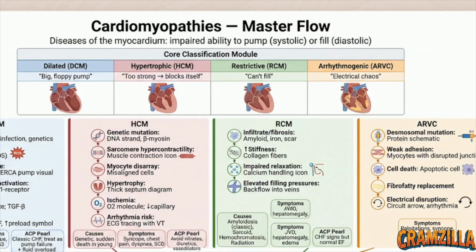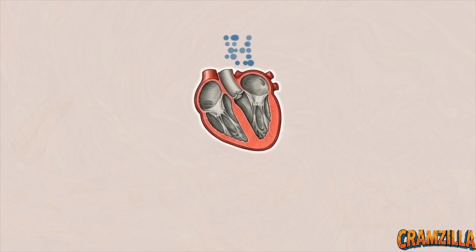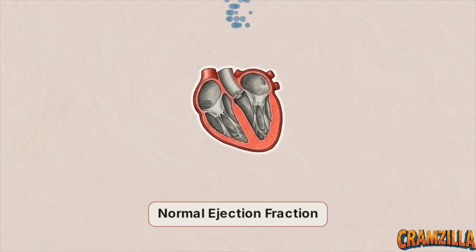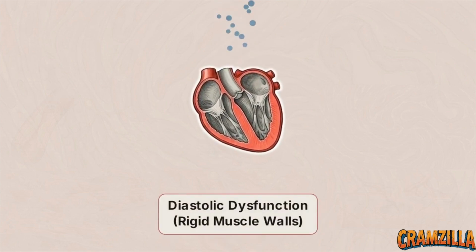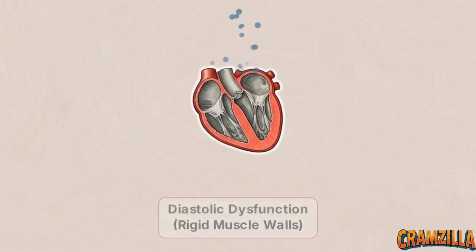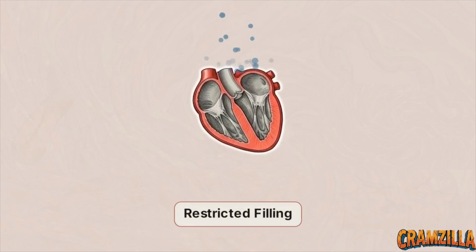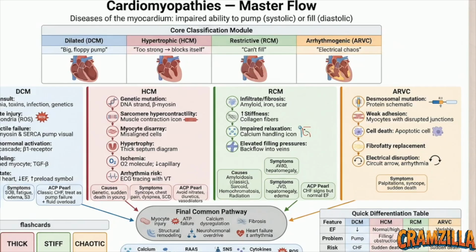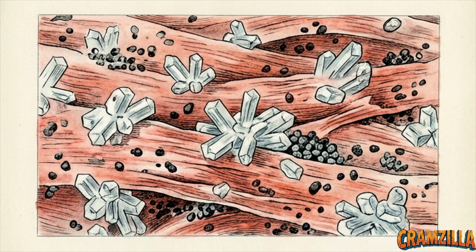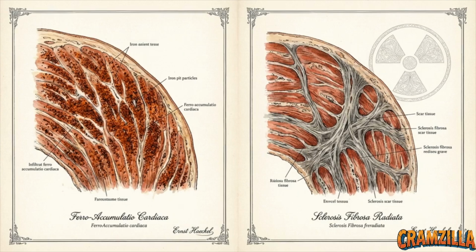Moving to the green column, we find restrictive cardiomyopathy, or RCM. Here, the heart is a rigid, stiff chamber. The ejection fraction is usually normal, meaning the heart can still squeeze, but the muscle is so inflexible that it suffers from diastolic dysfunction. It simply cannot relax enough to pull blood in. RCM develops when the healthy muscle is infiltrated and replaced by stiff external materials. The classic culprit is amyloidosis, where abnormal proteins deposit into the tissue, but it can also be driven by iron buildup in hemochromatosis, or scar tissue from previous radiation therapy.